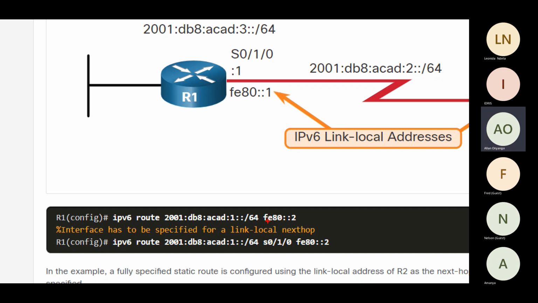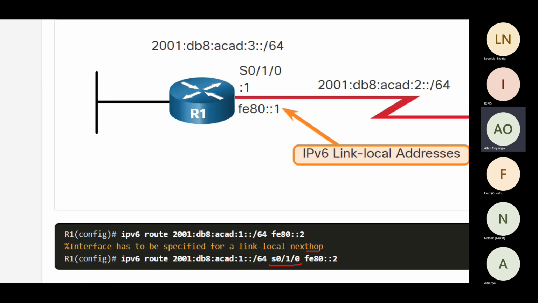It cannot be used alone. The link local can never be used alone as a next hop, and so you must always include the exit interface. You must always, and you can see there's an error that was thrown here. Interface has to be specified for a link local next hop. Very important. So an interface needs to be specified for the link local to be used as a next hop.